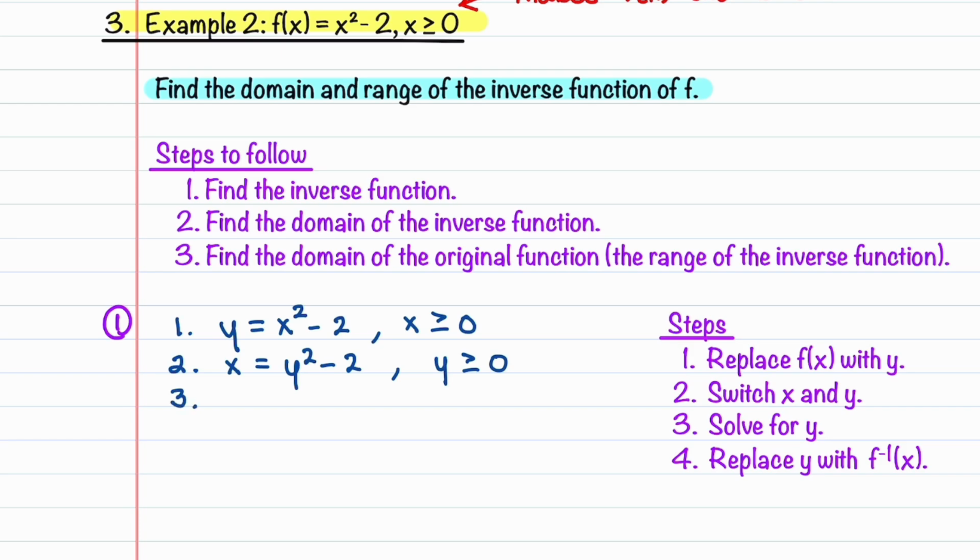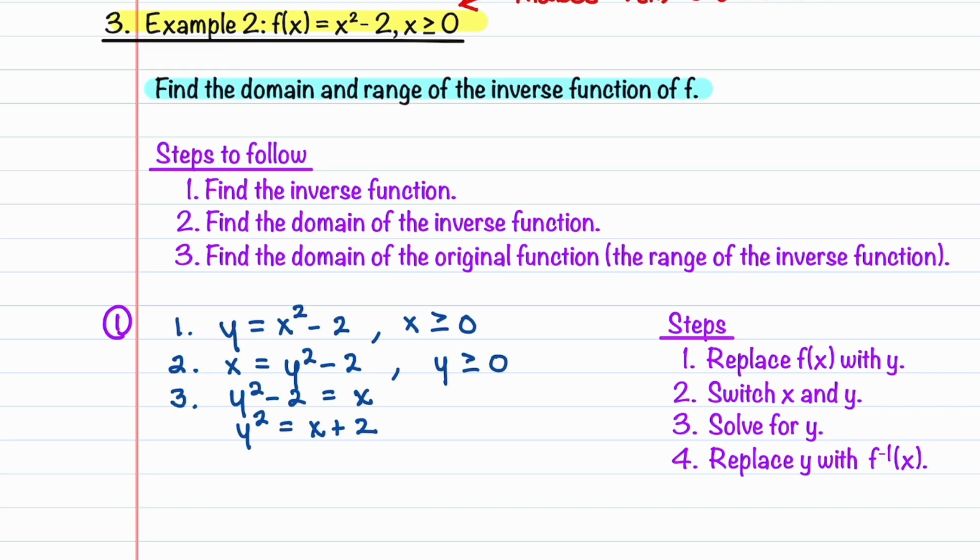Let's now go on to our third step. Our third step says we're going to solve for y. So I'm going to switch both sides of the equation, and write my y squared minus 2 on my left and my x on my right. That just makes it easier to solve for y. Now let's do that. I'm going to move the 2 to the right, so we have y squared is equal to x plus 2.